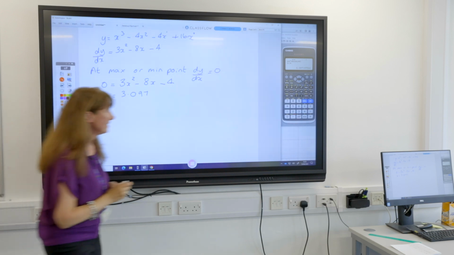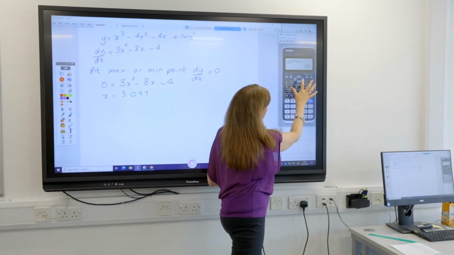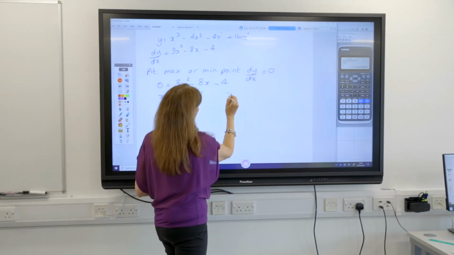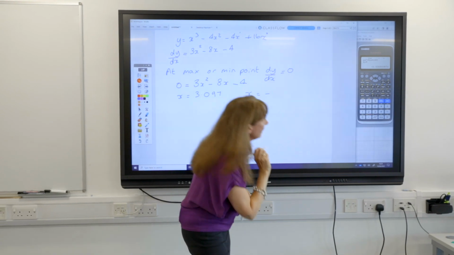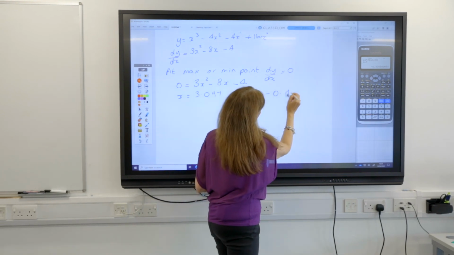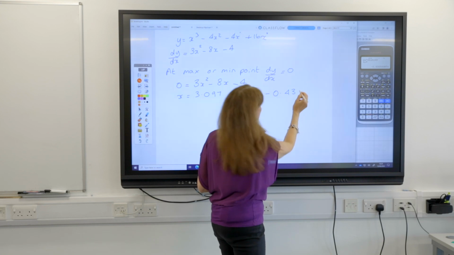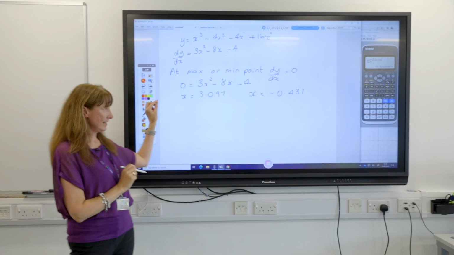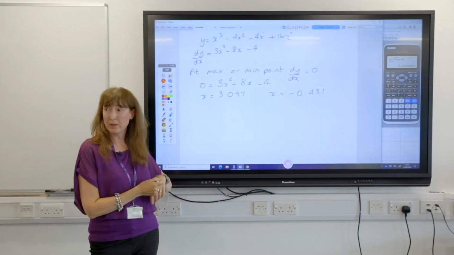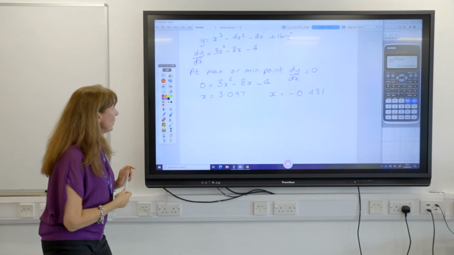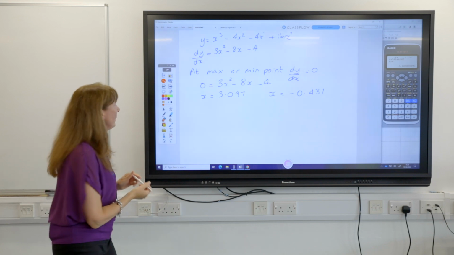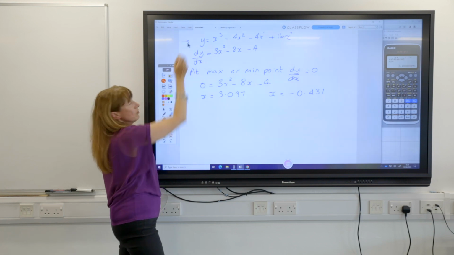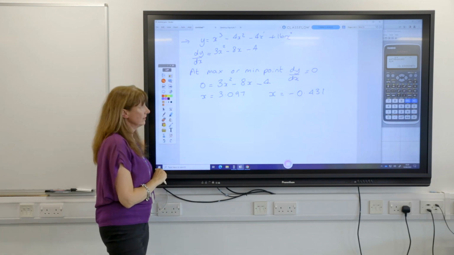And then for the second solution, we can press the arrow button down, again S-D, and we've got our second value. So we've also got x is minus 0.431. Okay, what's that telling us? It's telling us the x values of the maximum point and the minimum point. So to find the actual coordinates, all we're doing now is substituting these values back into our original equation, and we've got our y value.